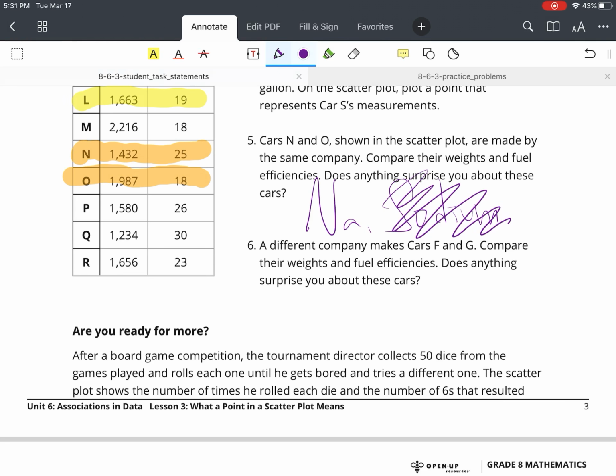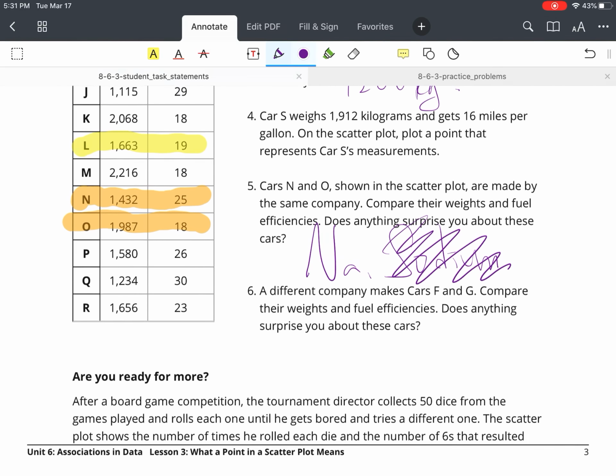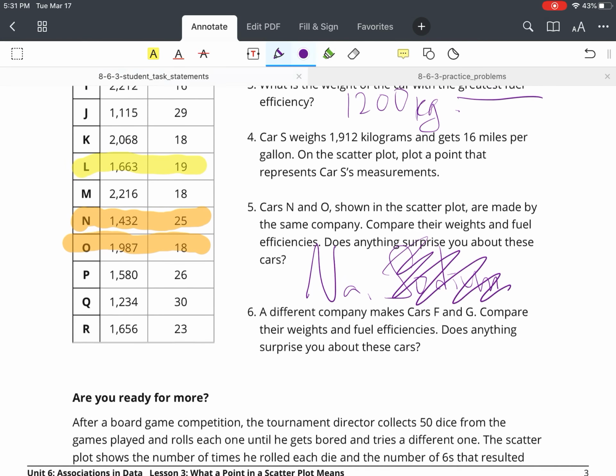A different company makes cars F and G. Compare their weights and fuel efficiencies. Does anything surprise you about these cars?